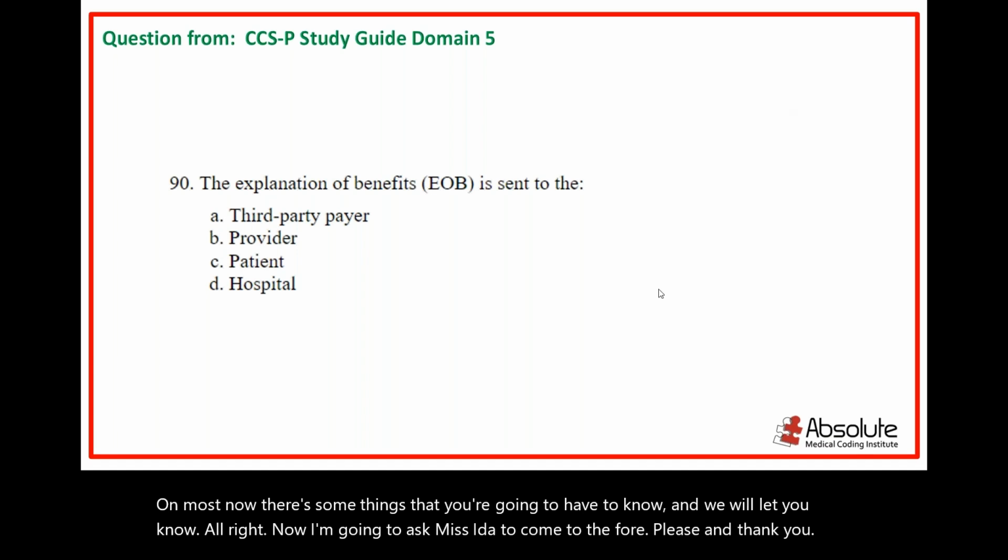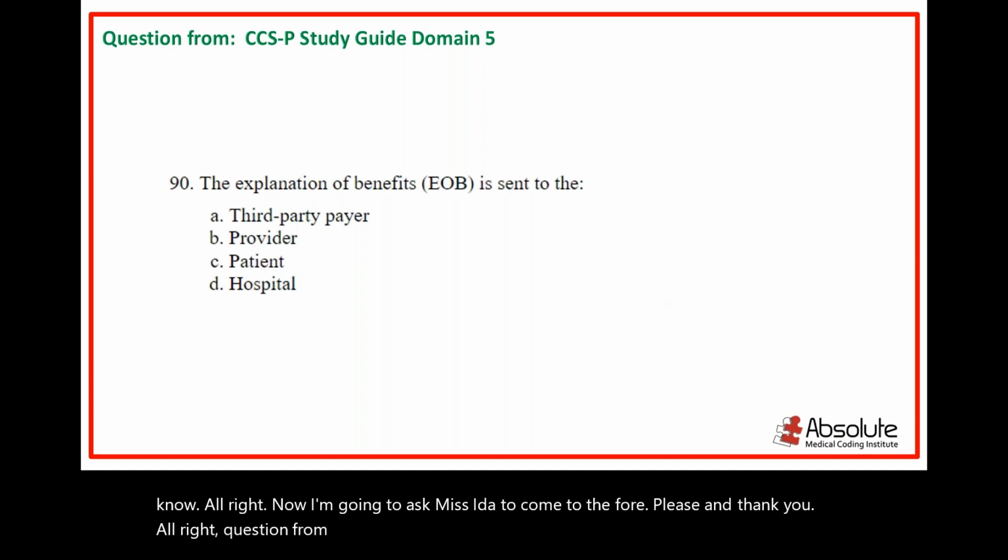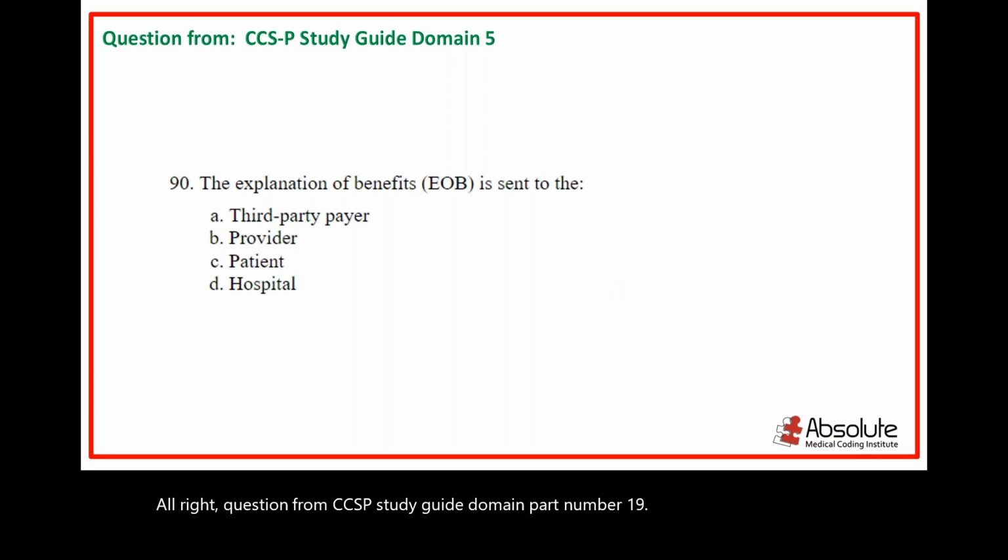Question from CCSP Study Guide, Domain 5. Number 19. The explanation of benefits EOB is sent to the, I should read the answer first, but A, third-party payer, B, provider, C, patient, D, hospital. You got this, Coder?